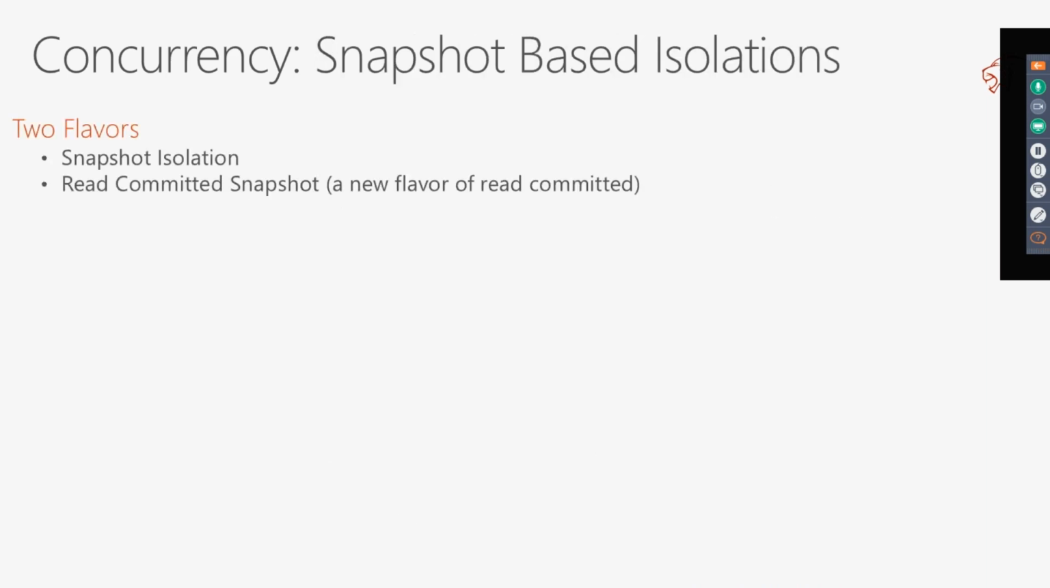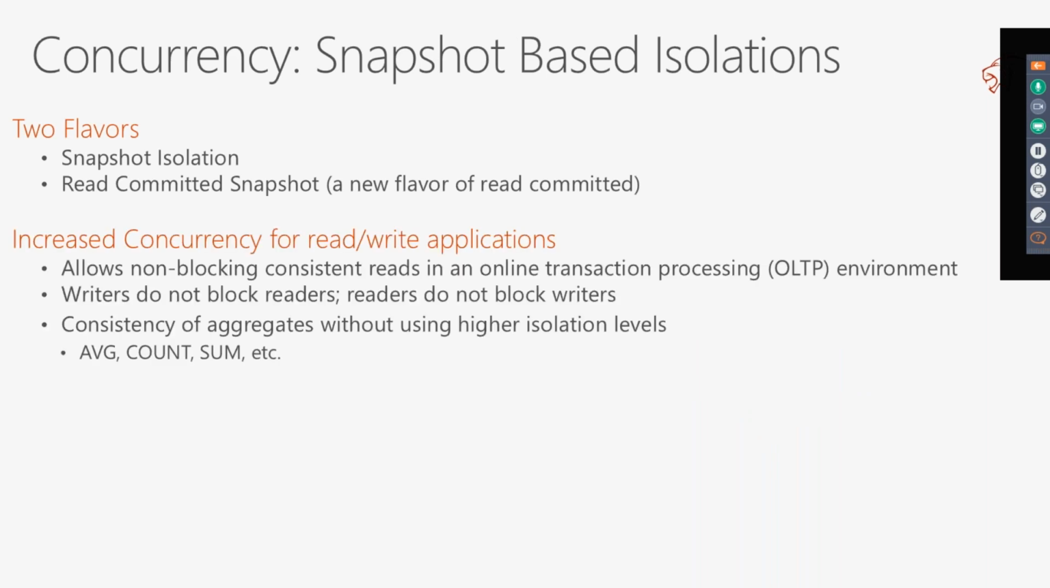This is important because if you use row versioning based read committed, then any blocking between readers and writers is completely gone. Very, very powerful. We provide two flavors: one is called snapshot isolation, and the second is called read committed snapshot. I'm going to talk about that. It improves the concurrency of your application, so we recommend it very, very highly.